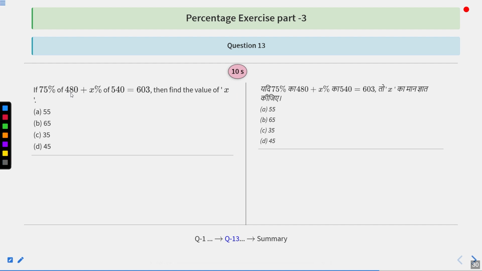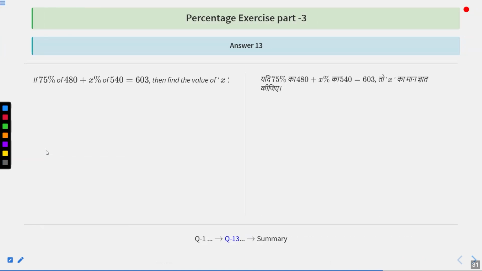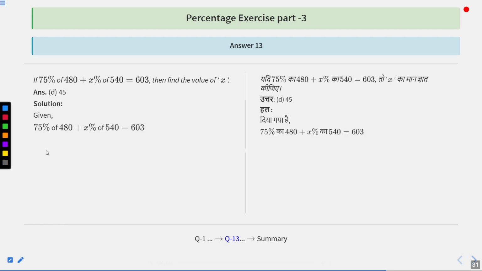If 75% of 480 plus x percent of 540 is 603, then find the value of x. Options are 55, 65, 35, and 45. I'm giving you 10 seconds to find the correct answer. It was given that 75% of 480 plus x percent of 540 is equal to 603, and we have to find the value of x.